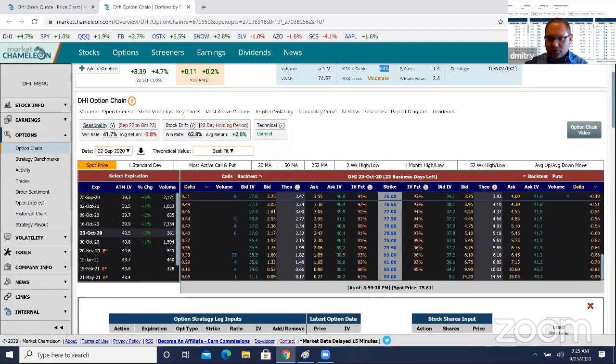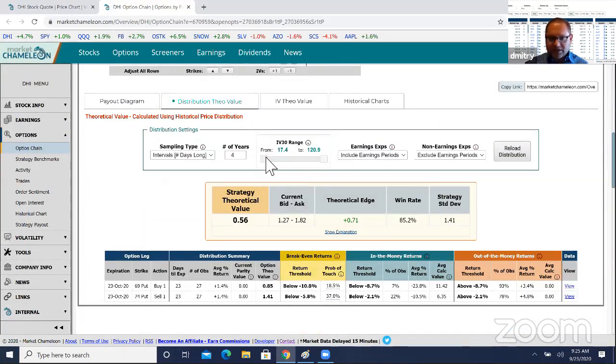But what I'm going to do is the following. Let's tighten up these IVs. I'm eliminating the very low IVs, so I'm going to take that up to, let's say, 28, and the very high IVs I'm going to take down to, let's say, 50. I just want to see how this strategy performed when I narrowed down the range.